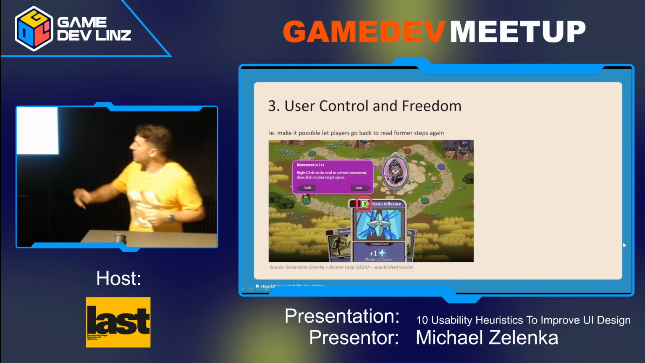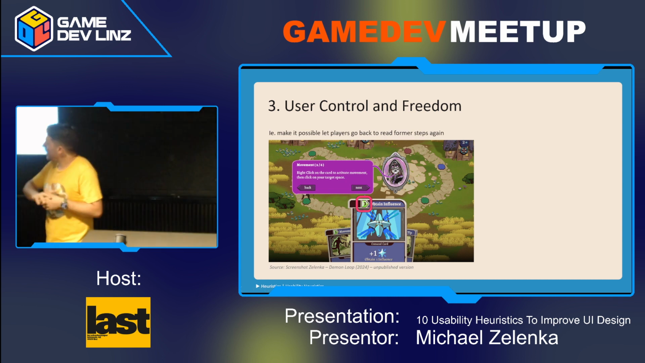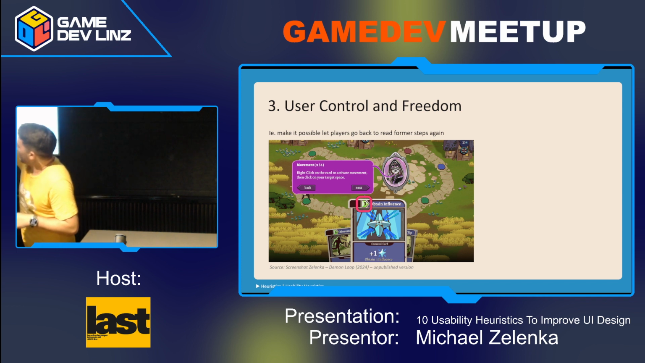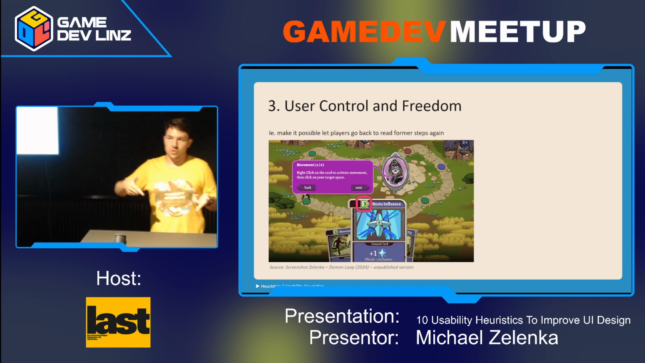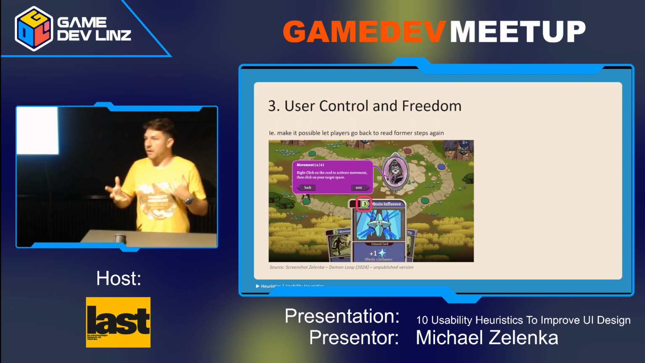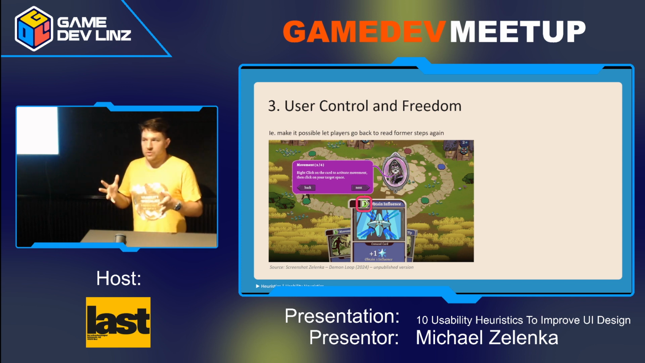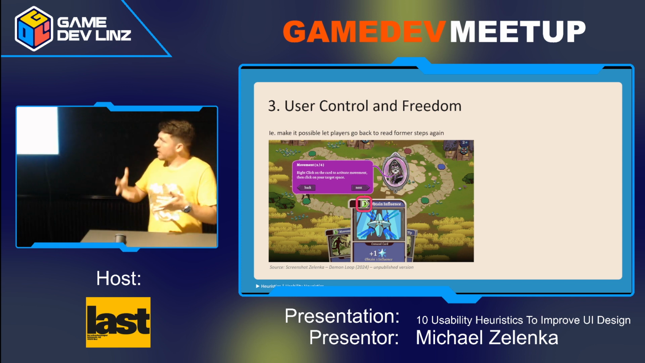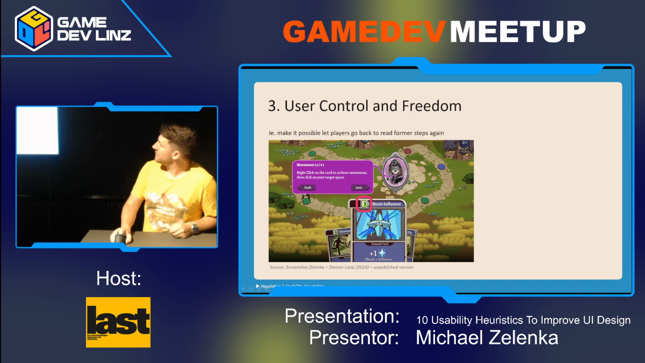Here you see, for instance, a screenshot from Demon Loop, where the player can go back and forward within the tutorial. So if they misunderstood something, or they want to read again, they always have control over the game and can go back to read again in the tutorial.